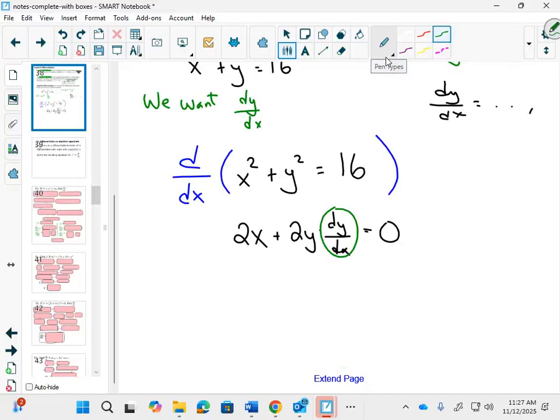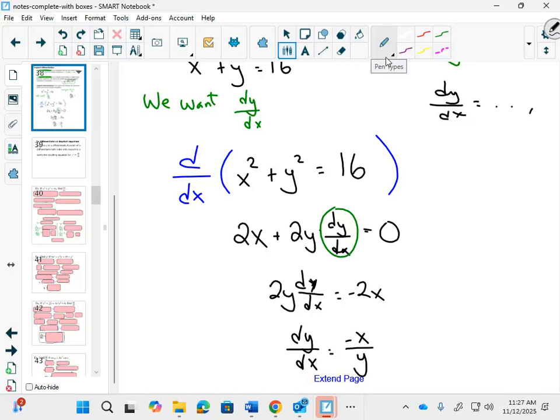And now, we just need to get this by itself, because that's actually what we wanted to find. We wanted dy dx, now it's in the equation. I can rearrange this equation by moving the 2x to the other side, and divide both sides by 2y, and I'll get negative x over y.